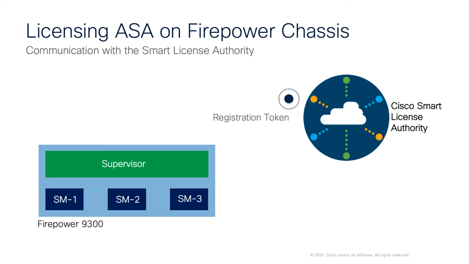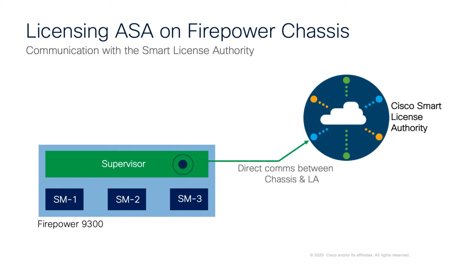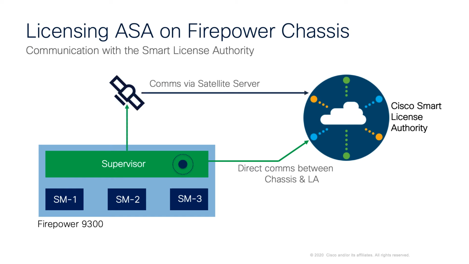So whether we're going for direct, for example, we generate a registration token in the smart software portal. That token is placed into our chassis, whether that's a 4100 or a 9300 from the Firepower range. We can then either have direct communications between the chassis and the license authority, or we can go via a satellite server.